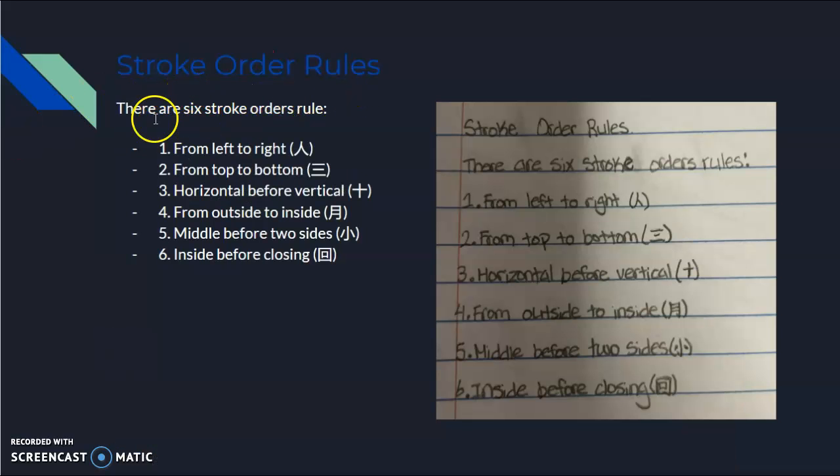Stroke order rules. There are 6 stroke order rules. 1. From left to right, yun. 2. From top to bottom, sun. 3. Horizontal before vertical, shi. 4. From outside to inside, yu. 5. Middle before two sides, shao. 6. Inside before closing, wei.